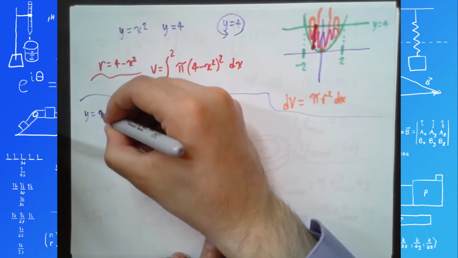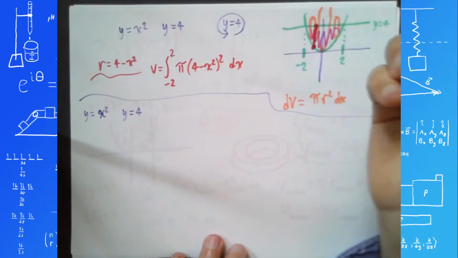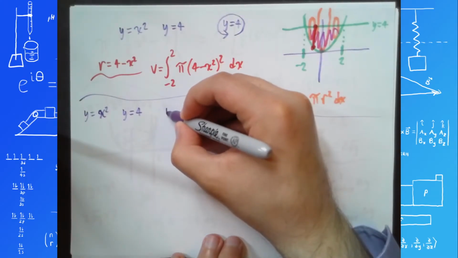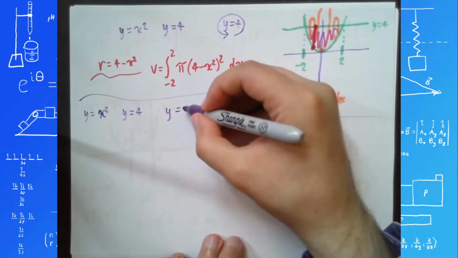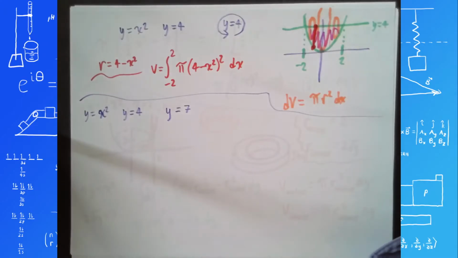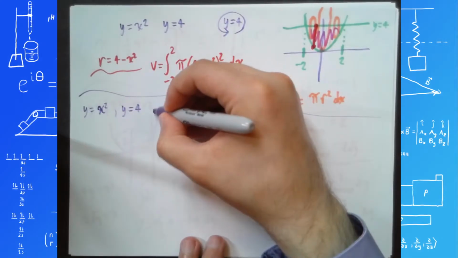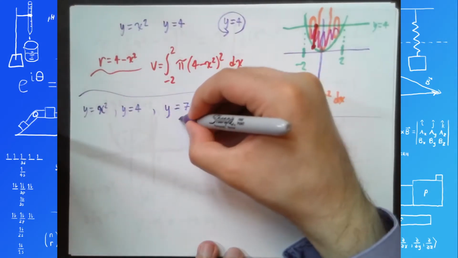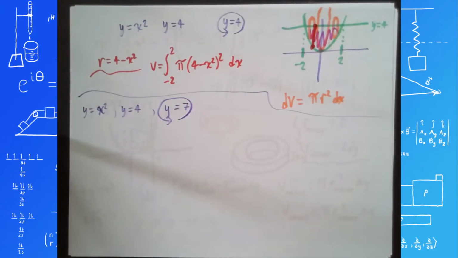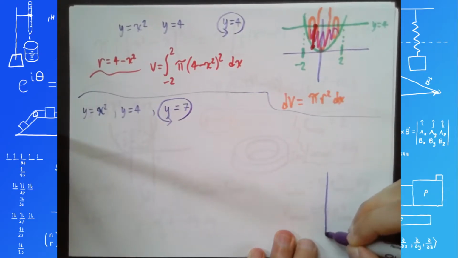y equals x squared, y equals 4. And then the axis of rotation, let's have that be the y equals 7 line. Let's say that was my axis of rotation. Okay, what happens then? If I rotate around y equals 7, how does that change things? So let me draw this scenario again.